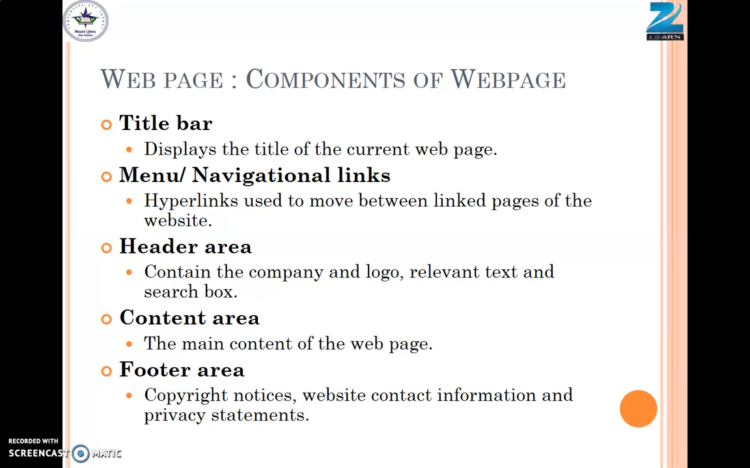Second, menu or navigation links. Okay, you may see many links also in any website or web pages. Hyperlinks are used to move between linked pages of the websites. Okay, you may see many blue colored underlined texts to navigate through different pages. Header area contains the company logo, relevant text and search box.